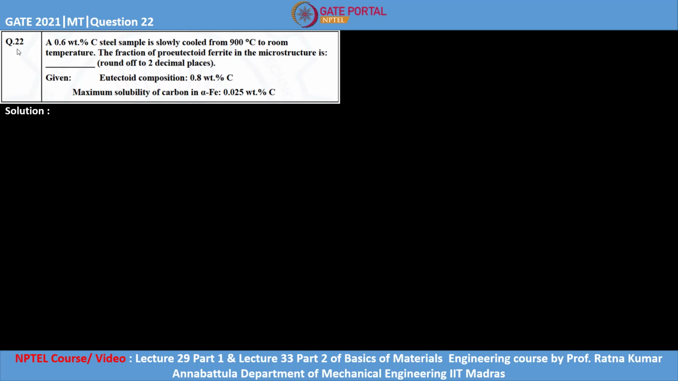So this is our question number 22 of GATE 2021 Metallurgical Engineering, which says a 0.6 weight% carbon steel sample is slowly cooled from 900 degrees Celsius to room temperature. The fraction of pro-eutectoid ferrite in the microstructure is given. Eutectoid composition is 0.8 weight% carbon and maximum solubility of carbon in alpha iron, that is ferrite, is 0.025 weight% carbon.